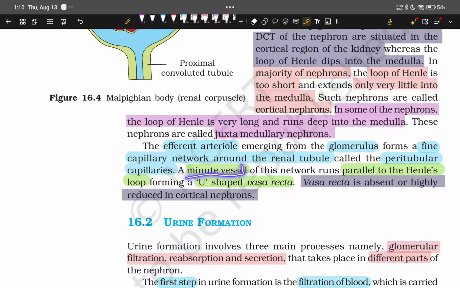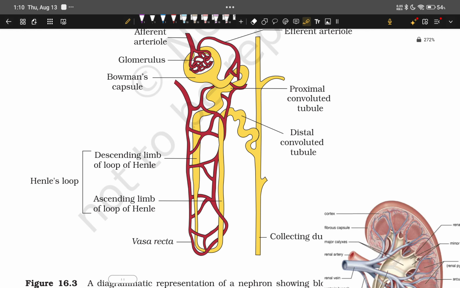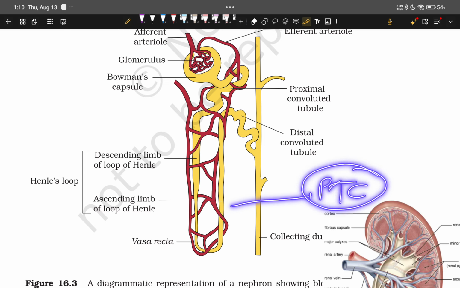And from that peritubular capillary there is a minute vessel of this network which runs parallel to the loop of Henle, forming U-shaped vasa recta. So that is forming U-shaped vasa recta, which means, I'll show you with the help of a picture. So you can see this is the whole capillary network. This is called peritubular capillary.